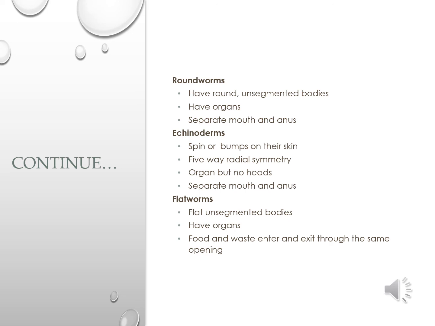Now let's talk about echinoderms. Echinoderms have spines or bumps on their skins to protect them. They have a 5-way radial symmetry, for example the starfish. They have organs but no heads, and they have a separate mouth and anus. Flatworms are flat and have unsegmented bodies. They have proper organs, and food and waste enter and exit through the same opening, so their mouth and anus are actually the same.